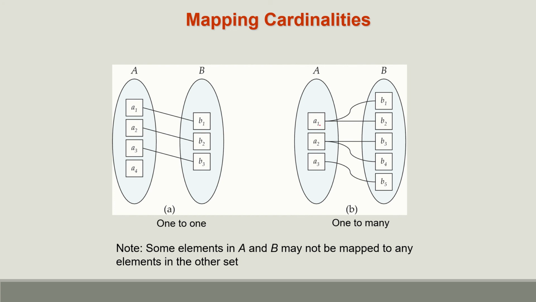So if you take A, it is 1 to many. If you take any one entity in A, let it be A1, it is associated with 0 or more. Here it is associated with 2 entities in B. If you take A2, it is associated with 2 entities in B. A3 is related to 1.